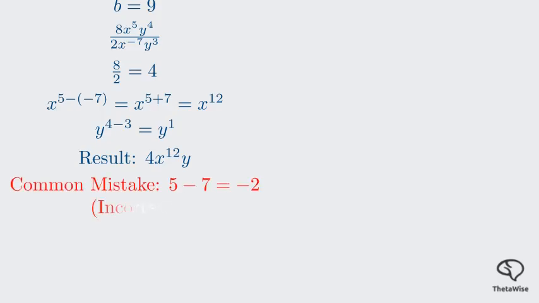Common mistake: subtracting 7 from 5 instead of negative 7. This would give x to the negative 2, which is wrong.